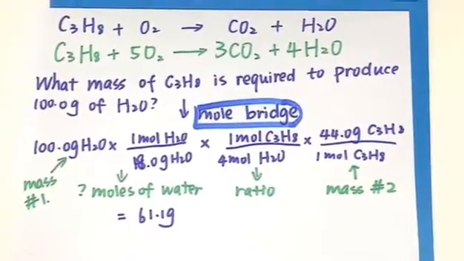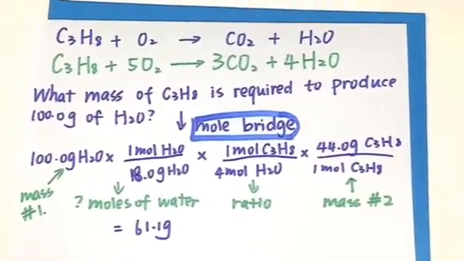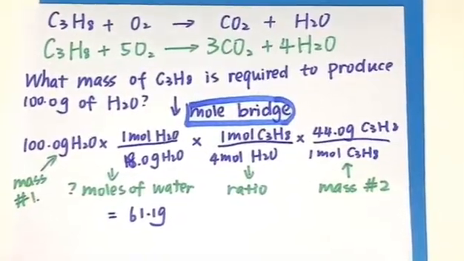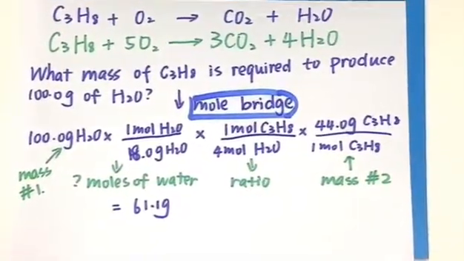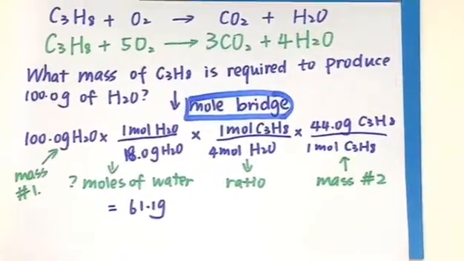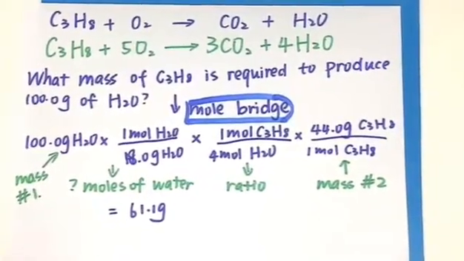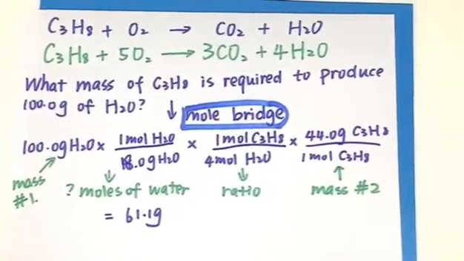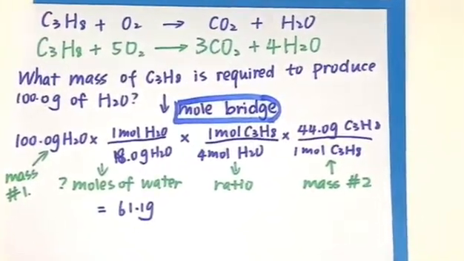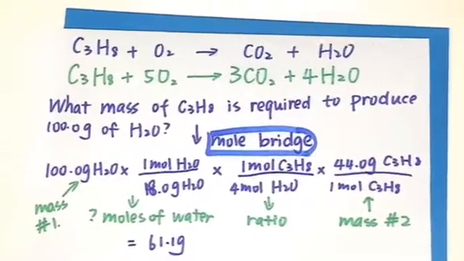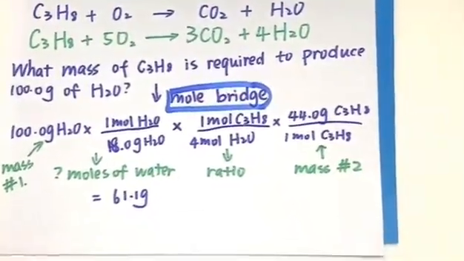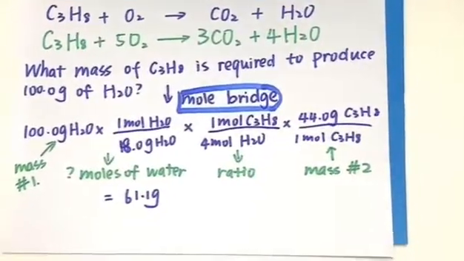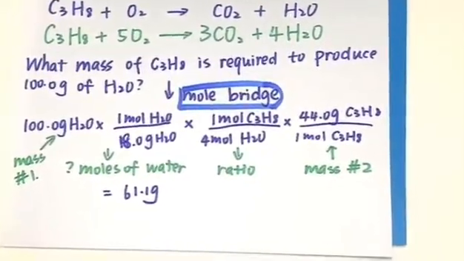From my steps, we know that we start with the mass of chemical number 1 and we multiply it by the molar mass of water so that we know how many moles of water are going to be used. Then we multiply it by the ratio between tricarbon octahydride and water. And finally, we multiply the result by the molar mass of tricarbon octahydride. And finally, we get the mass of chemical number 2, which is 61.1 grams. And finally, we solve this problem.